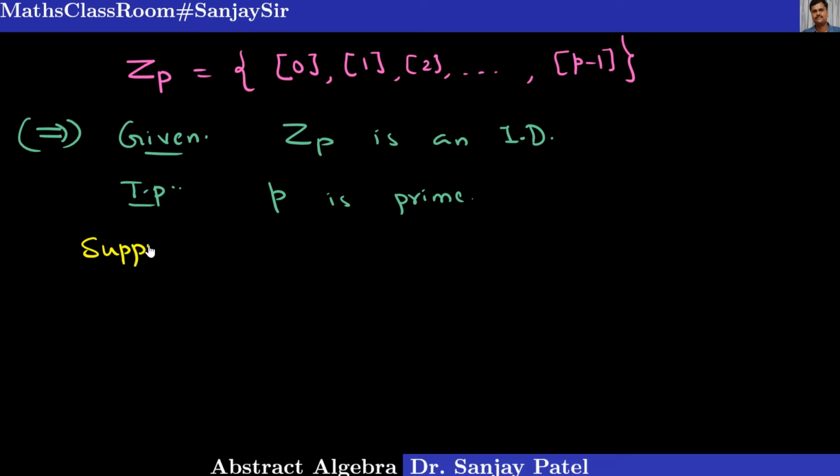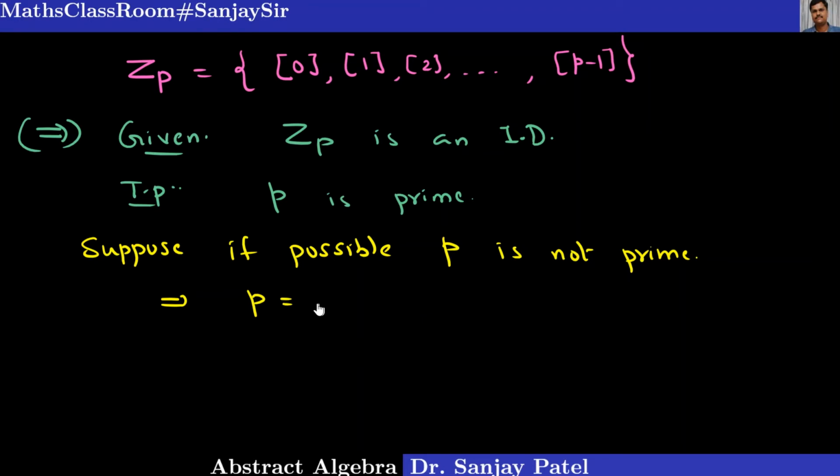So suppose, if possible, p is not prime. That means p is a composite number. So I can write p is equal to a into b as a product of two integers. Let us assume that a and b are positive integers, and I can write that 1 is less than a is less than p, and 1 is less than b is less than p. So the number p, if it is not prime, has two factors a and b, which are different from 1 and different from p.